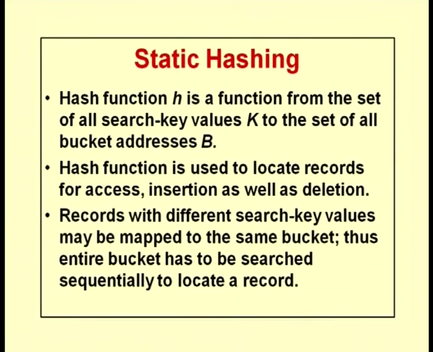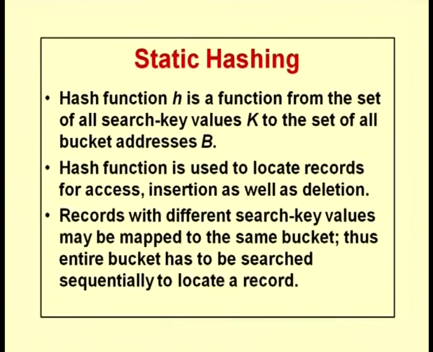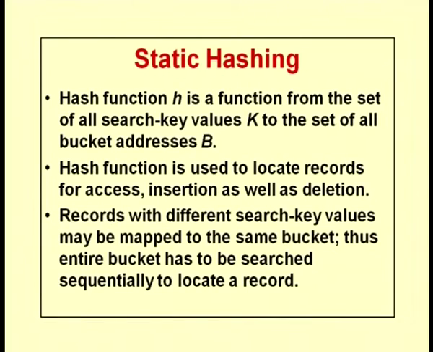A hash function H is a function from the set of all search key values K to the set of all bucket addresses B. When you are going to store data, you will have a set of buckets and key values stored in each bucket. The purpose of the hash function is that, given a key, you apply the hash function and you know to which bucket this key belongs. The hash function is used to locate records for access, insertion as well as deletion. Records with different key values may be mapped to the same bucket, thus the entire bucket has to be searched if you want to actually find a record.